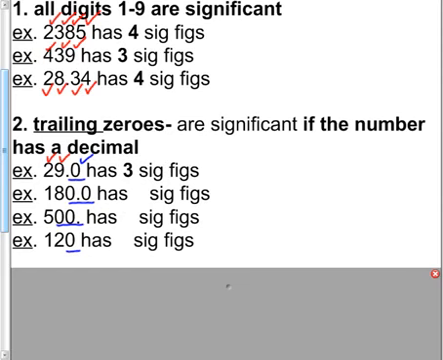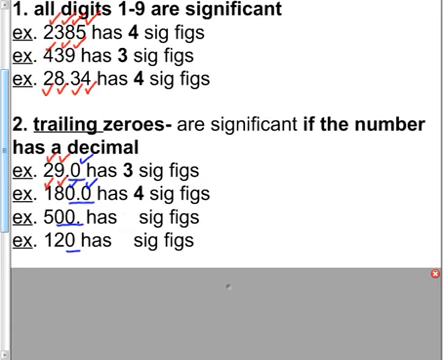We look at our next example. These 2 zeros are both trailing zeros because they fall at the end of the number. The number has a decimal, therefore each of these zeros is significant, and based on our first rule, the 1 and the 8 are significant. Therefore, we have 4 sig figs in this number.